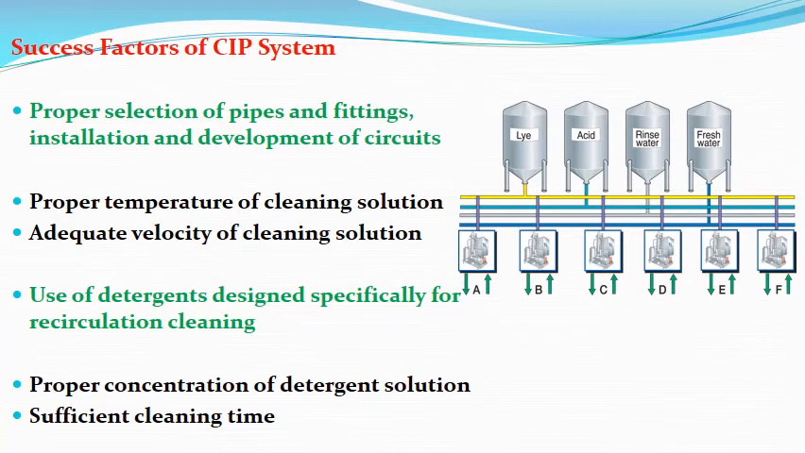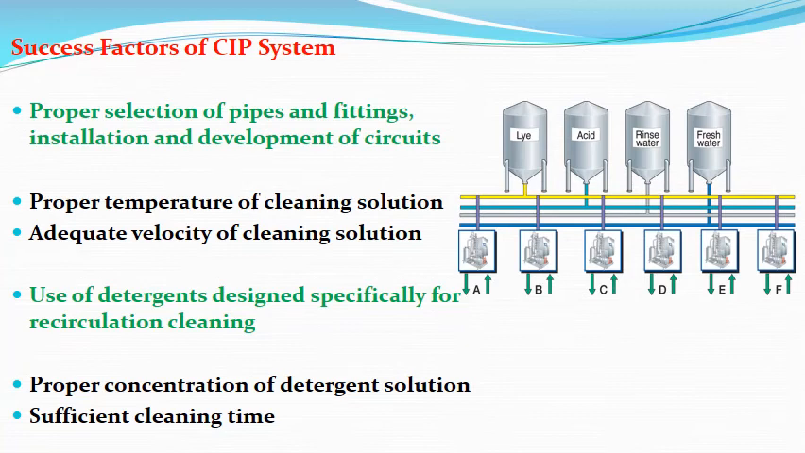Now we will see the success factors of CIP system. This is a very common system in modern dairy plants. Proper selection of pipes and fittings, installation and development of circuits is very important for success. Proper temperature and adequate velocity of cleaning solution are important. Use of detergents designed specifically for recirculation cleaning: as I mentioned earlier, the acid or alkali solution is used a second time with warm water, which saves the requirement of detergent. And proper concentration of detergent solution.